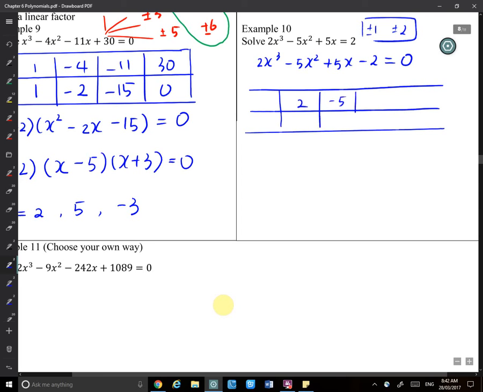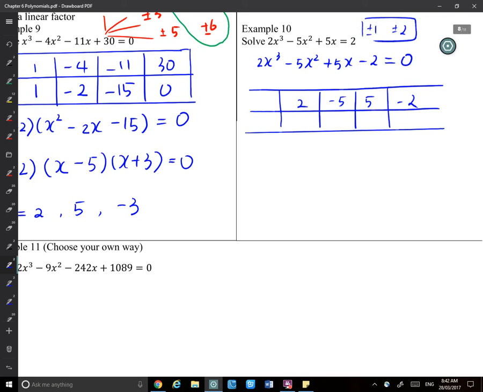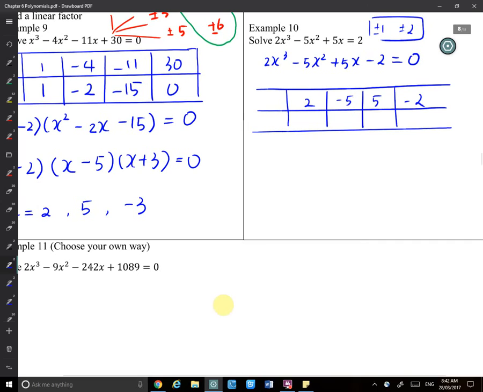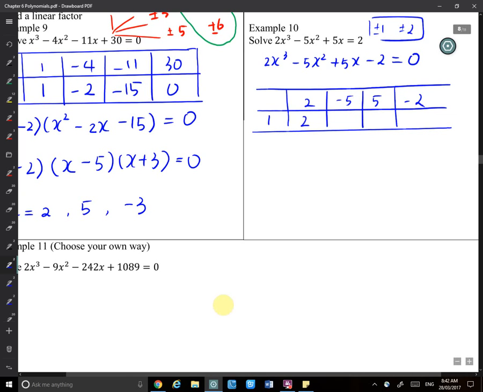So 2, minus 5, 5 and minus 2. Can you see you have 2, 5, 5, 2. 1 is very likely to work, or -1. It's either 1 or -1 that can make a 0 for you. So I will try 1. That is 2. 2 minus 5 gives me -3. -3 plus 5 gives me 2. 2 minus 2 gives me 0.